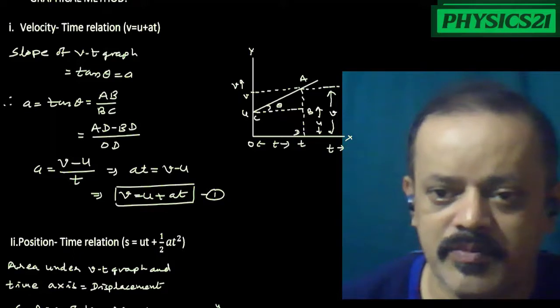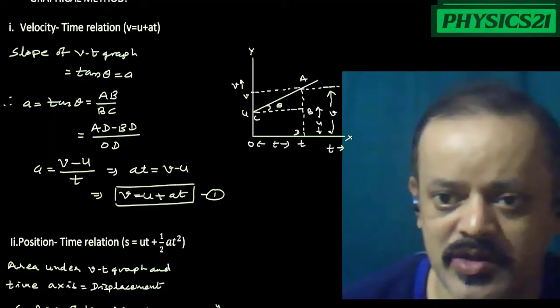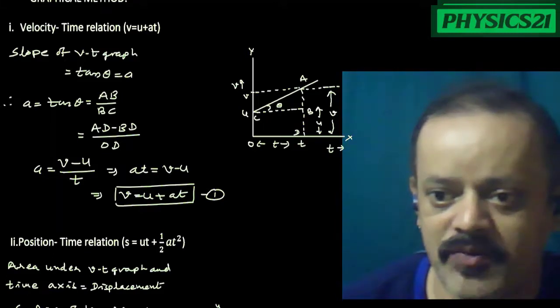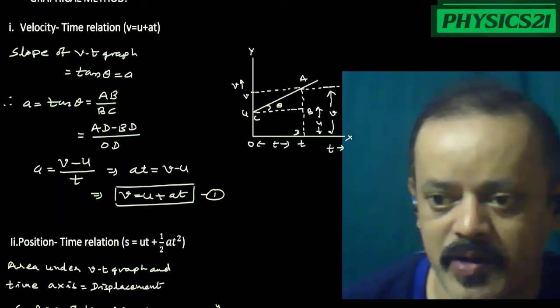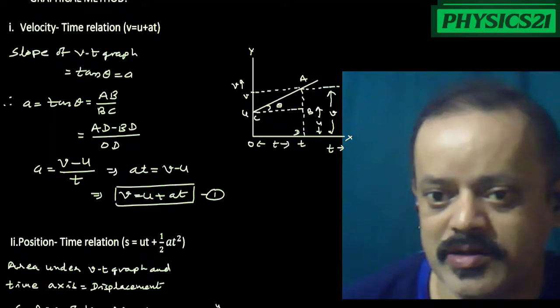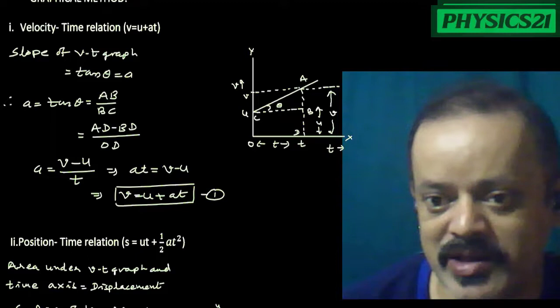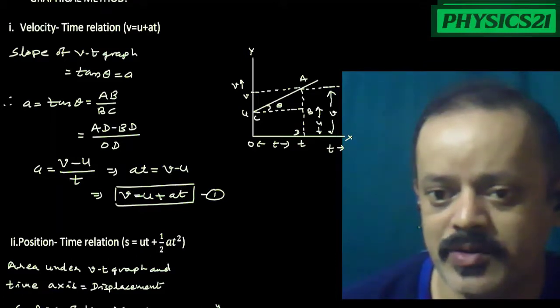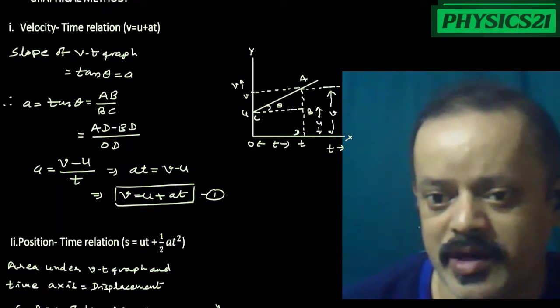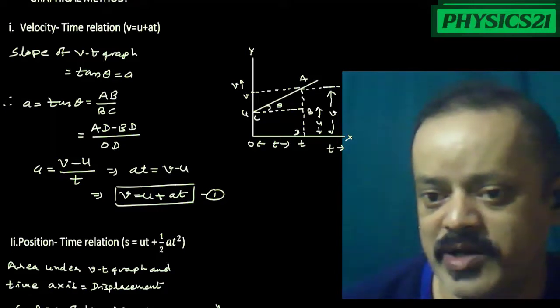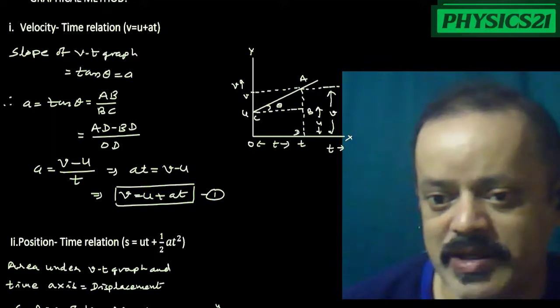Now there is another method to derive the equations of motion, which is the graphical method. To derive the first equation, v = u + at, we consider the v-t graph according to the given figure. As we know, the slope of the v-t graph represents acceleration, which is given by tan theta. So by the graph, acceleration is equal to tan theta, which from the diagram is AB divided by BC.